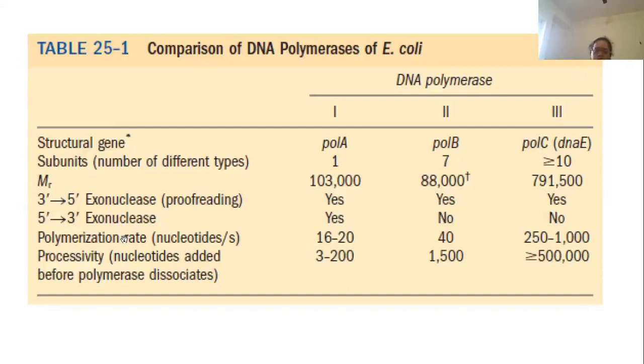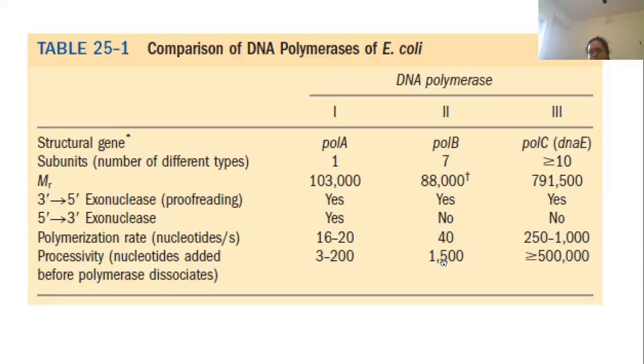Now, out of these three, polymerase 1 has both the 3' to 5' and 5' to 3' exonuclease activity. Polymerase 2 has only 3' to 5' but not 5' to 3'. And polymerase 3 has only 3' to 5' exonuclease activity, while 5' to 3' exonuclease activity is absent in the polymerase 3 enzyme.